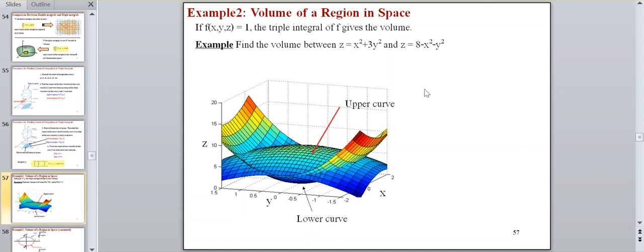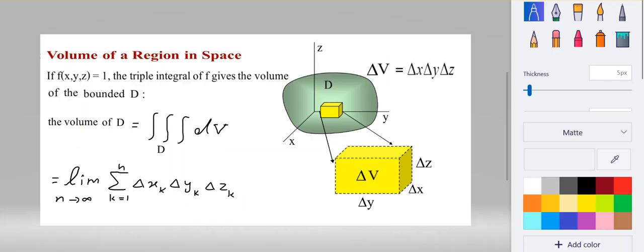So now, look at here. Let me show you this slide. If we have a bounded region in three-dimensional space, like D, the volume of D equals the triple integral of 1 dV on D. You can see here f is 1. It means if you want to find the volume of D, you just take the triple integral of 1, or simply dV, on D. And why is it like that?